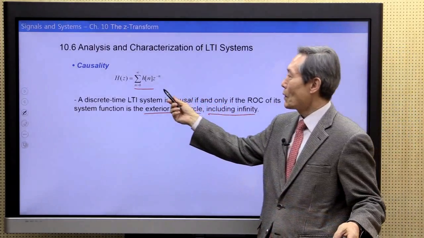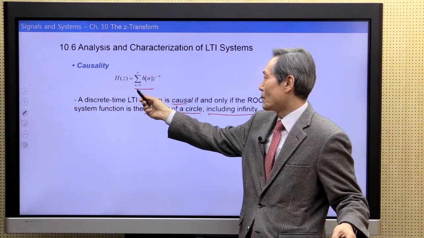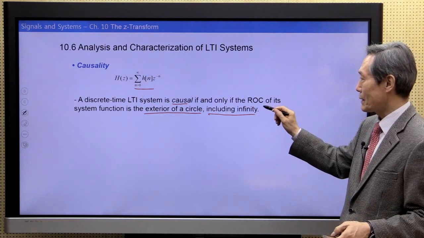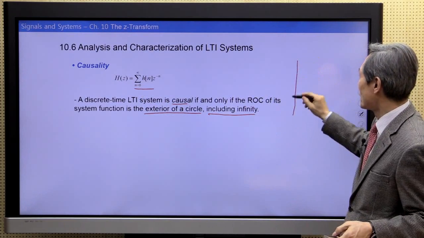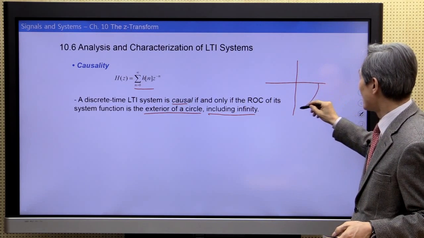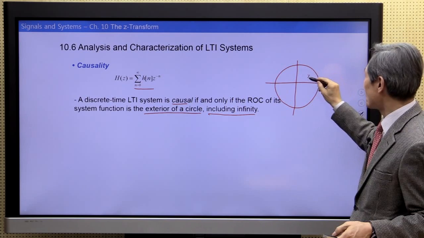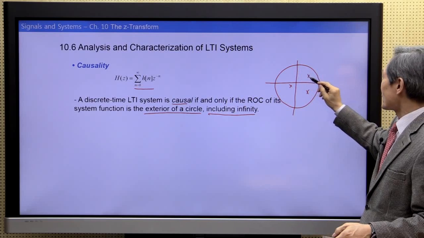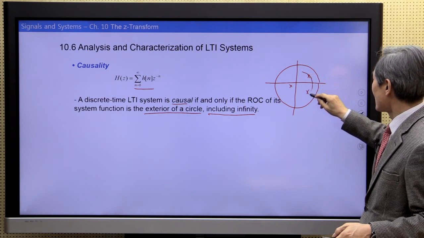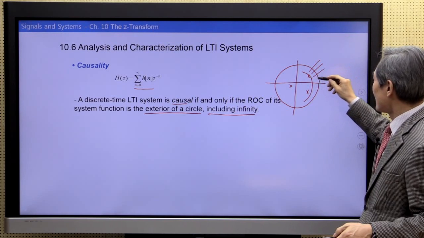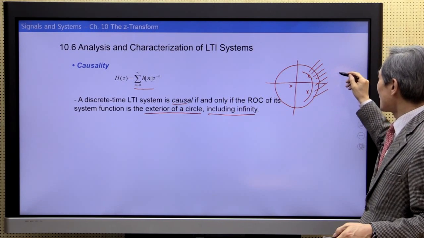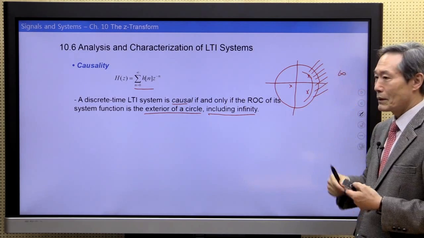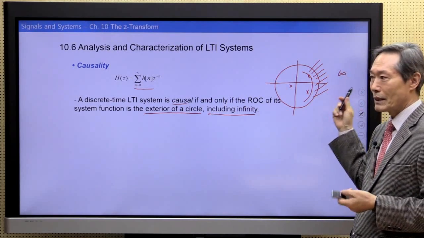That means, because there is no term for n less than 0, this happens. We already discussed this. So if we have many poles anywhere, with a region of convergence appearing outside the outermost pole, including infinity, a causal system has that property, and if that property holds, it is a causal system.